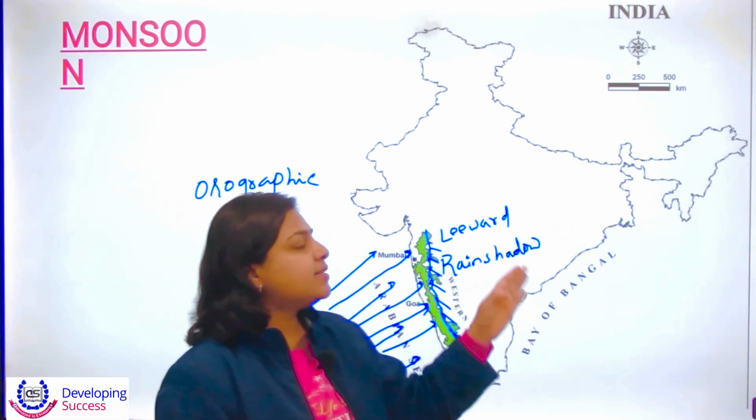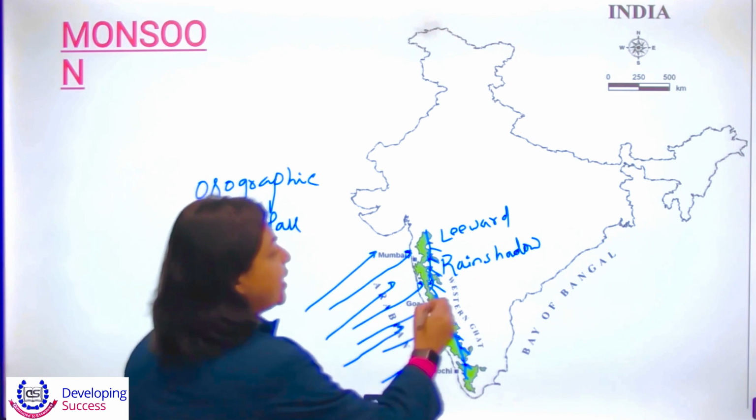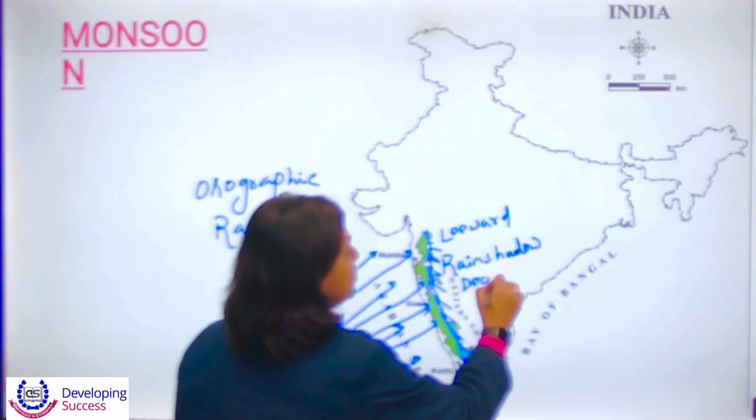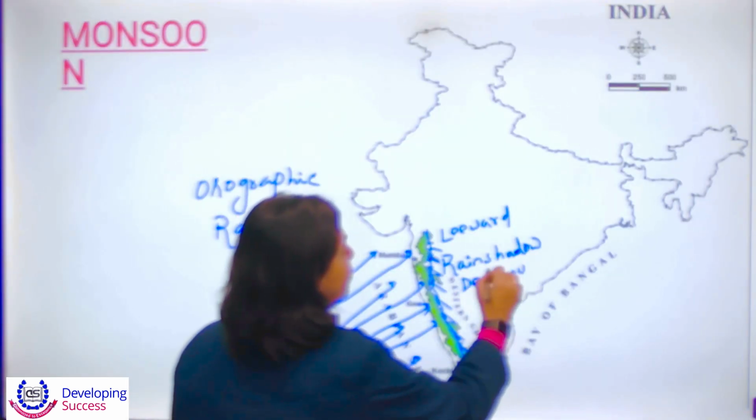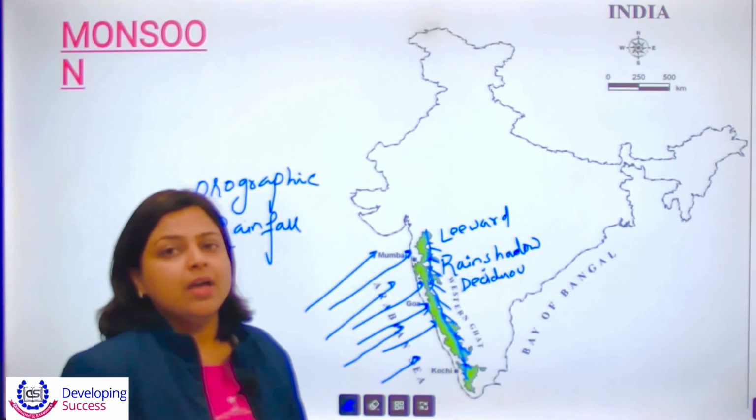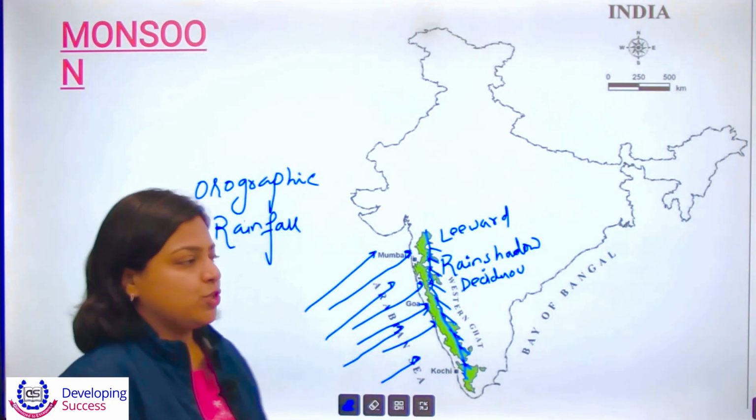So that is why the leeward side has deciduous forest, not evergreen, because they do not have the supply of rainfall in too much quantity. Next is the wildlife. It is very important.